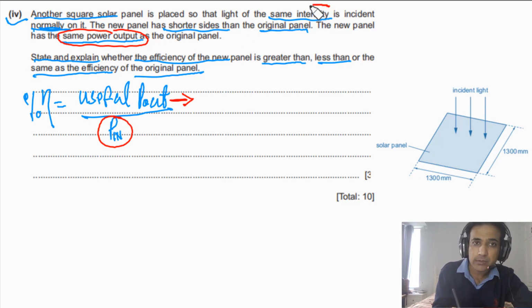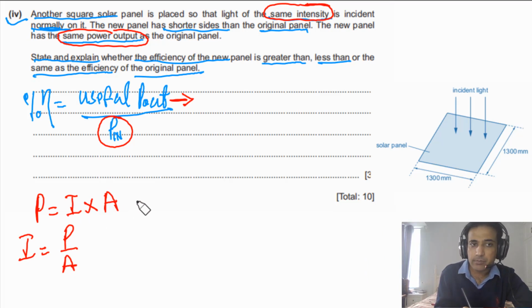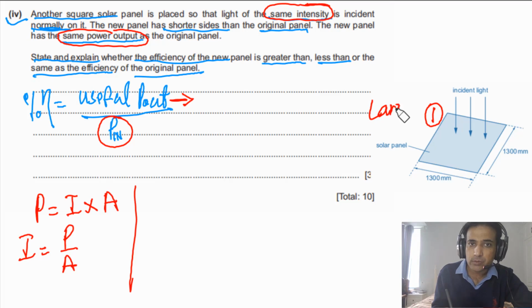For this question, it is also given to us intensity is the same. So simply we can write down power, this will be equal to intensity times area, because intensity is equal to P over area. So power is equal to intensity times A. From here we can say first of all this is panel 1, and this one is the larger one. So panel 1 is larger, and panel 2 we can say is the shorter one.